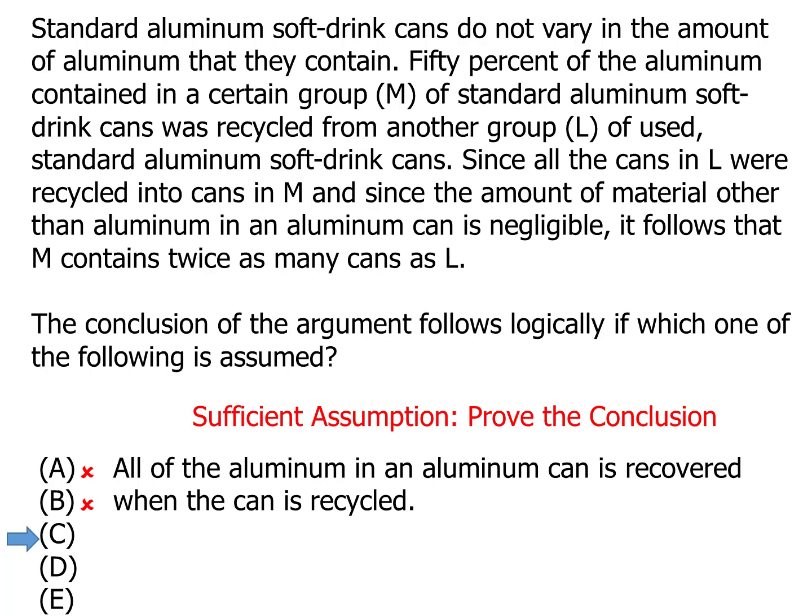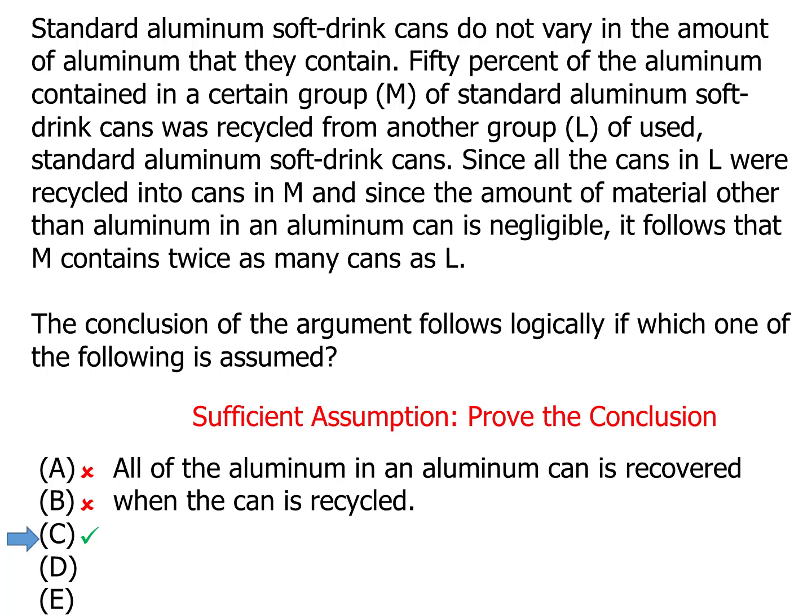Now this is our loophole closer. If you don't lose any aluminum in the recycling process, and everything from L makes up half of M, that means there's another half of M that comes from somewhere else. 2 halves versus 1 half. M is twice as big as L. Everything has been proven.